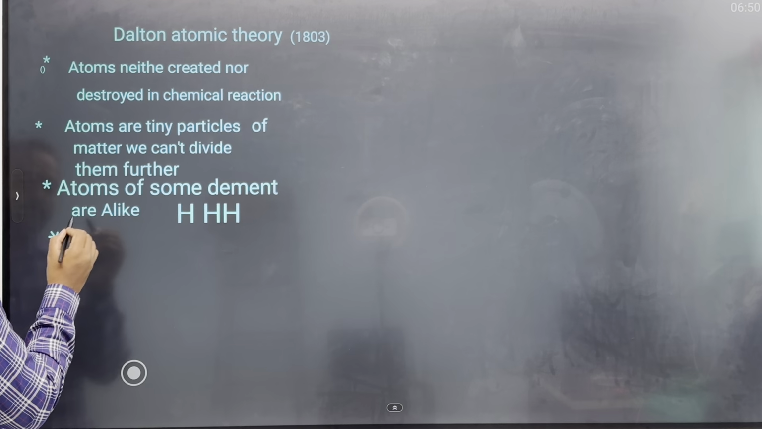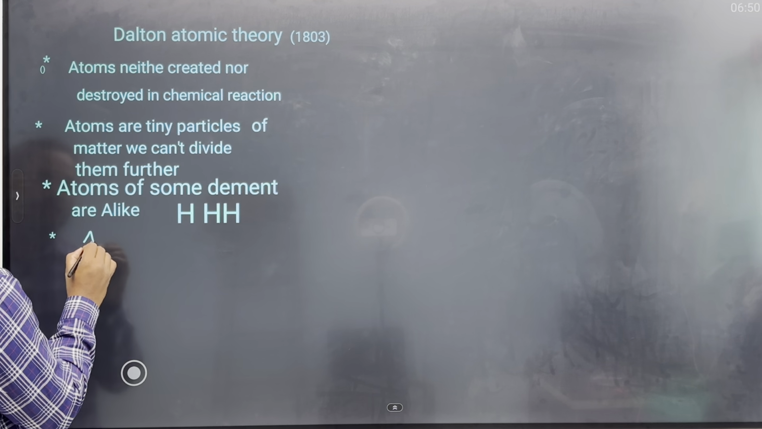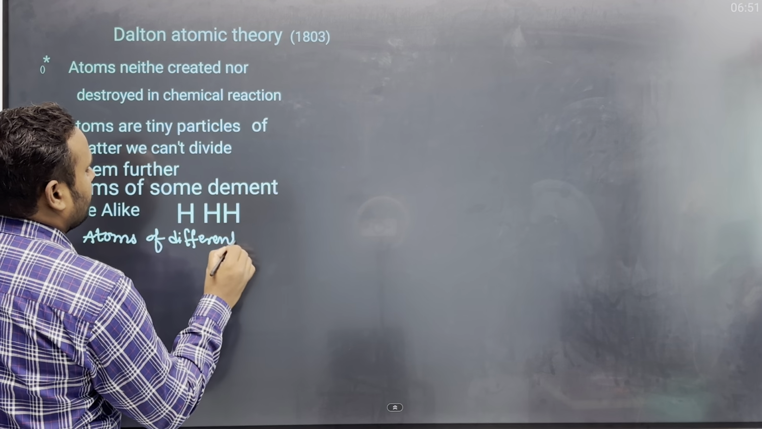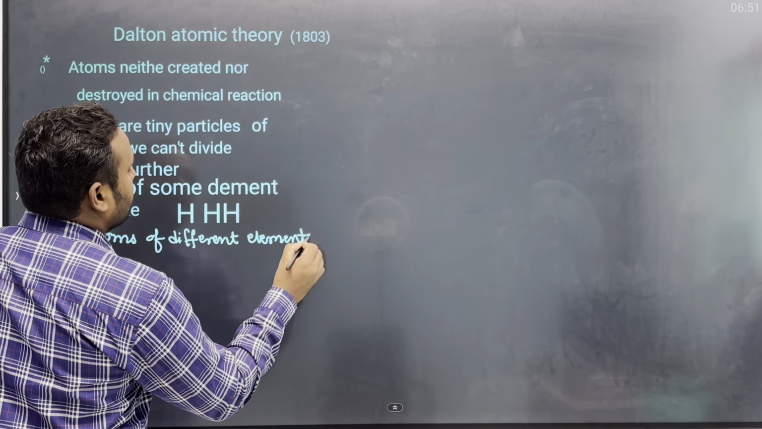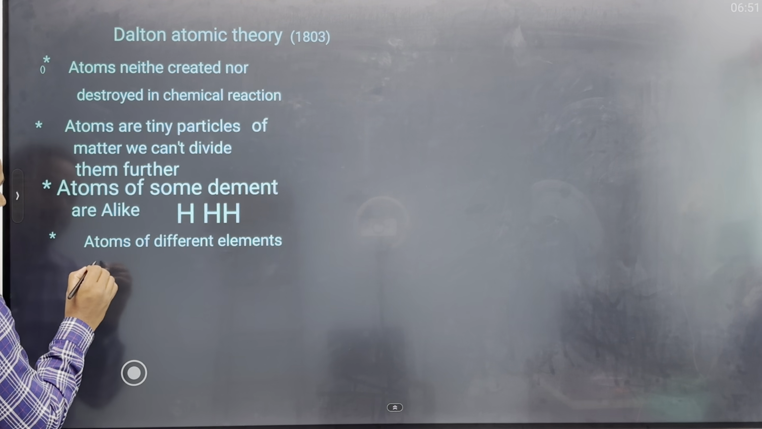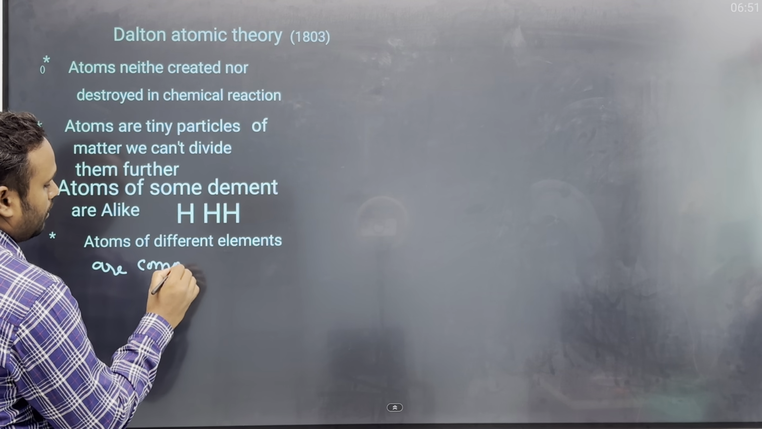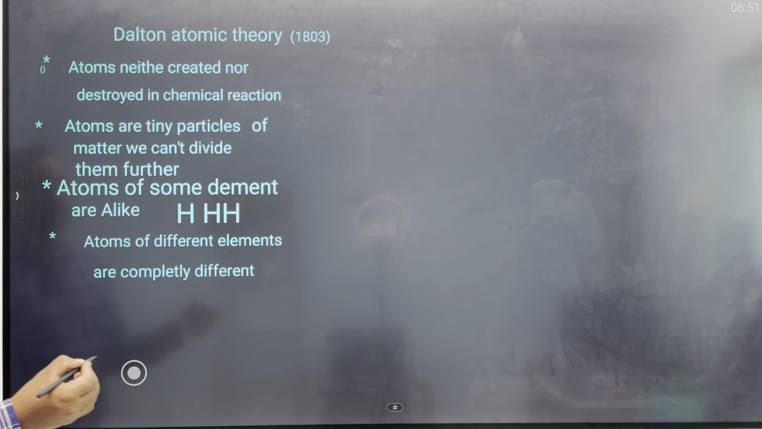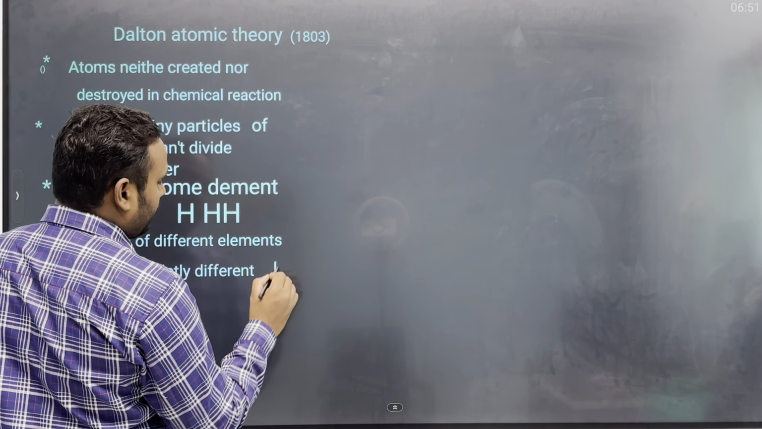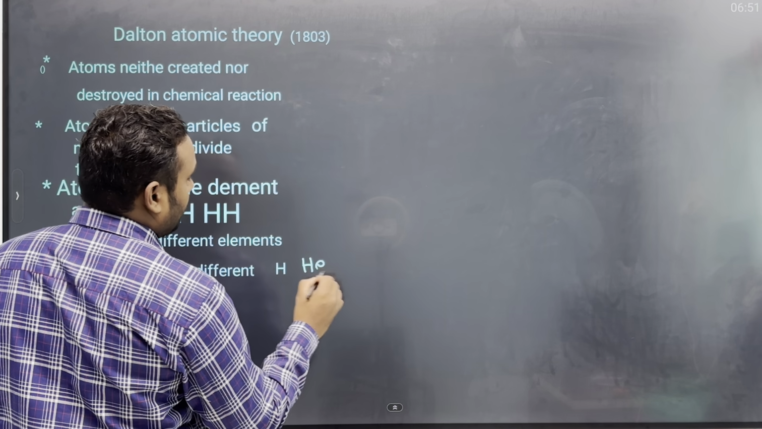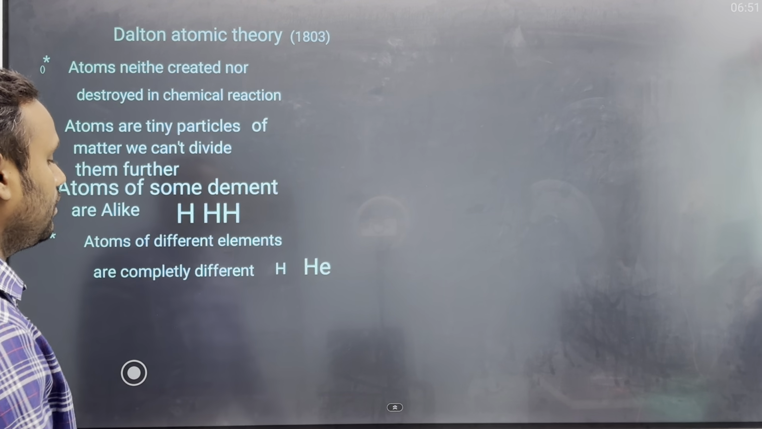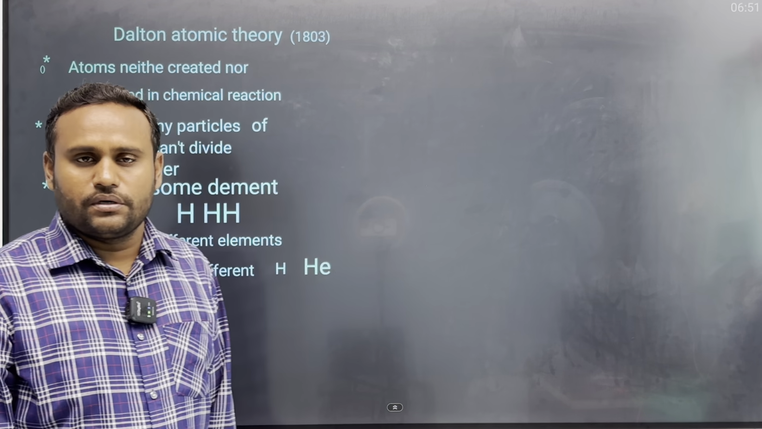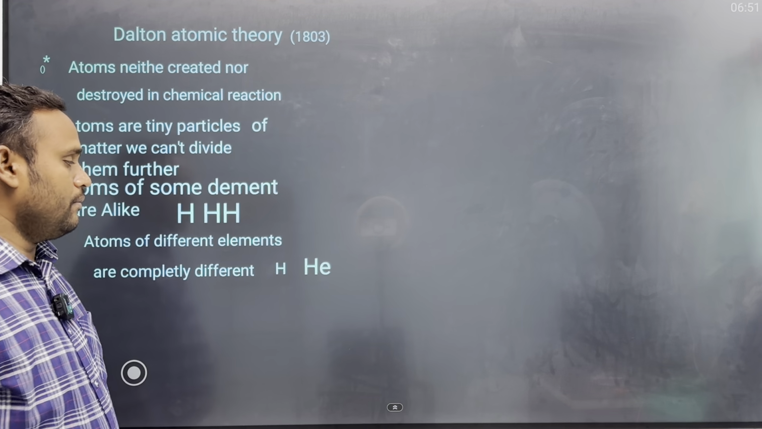Next, atoms of different elements are completely different. For example, we take hydrogen and helium and compare them. Not even a single property is the same. Completely, they have entirely different properties.